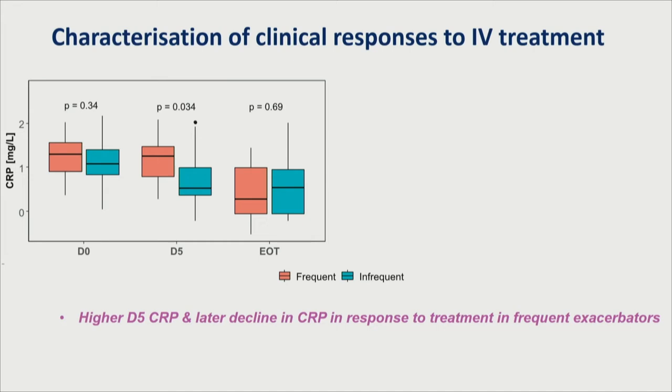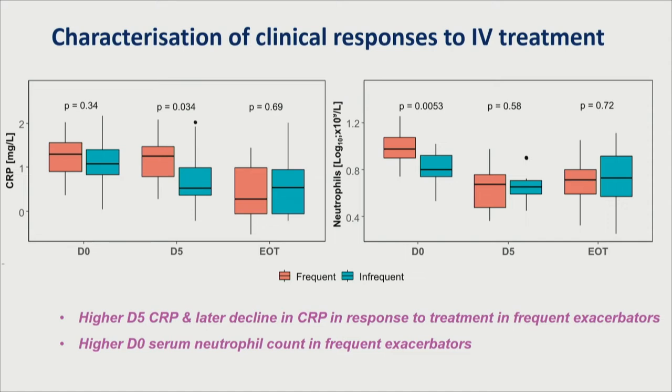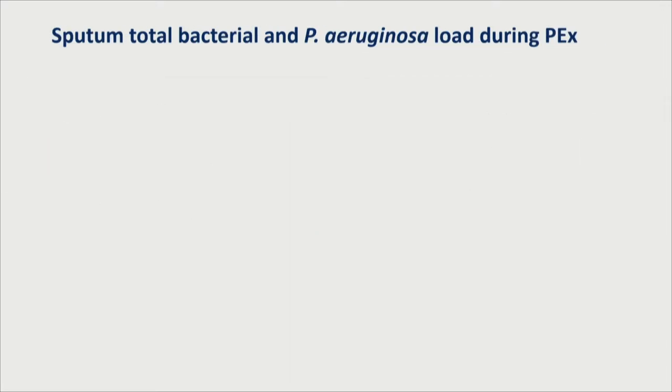And we looked at the within-group changes and found that infrequent exacerbators had significant early improvement, a decline in CRP between day 0 and day 5, whereas frequent exacerbators had a significant later decline in CRP between day 5 and end of treatment. Also, frequent exacerbators had a higher neutrophil count at the start of treatment in serum.